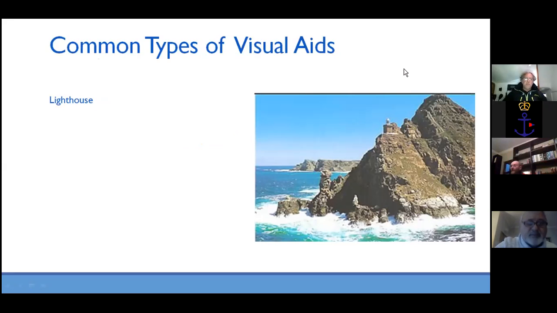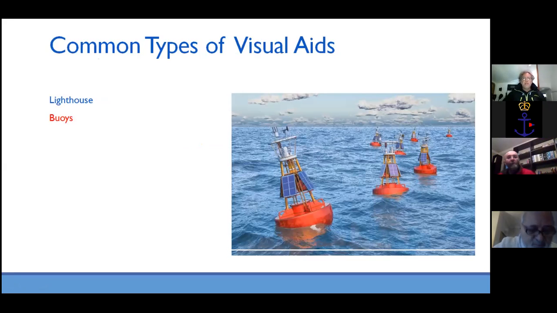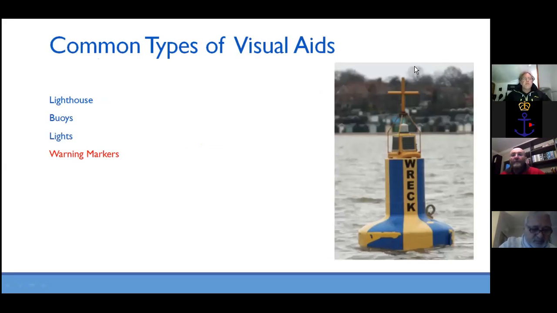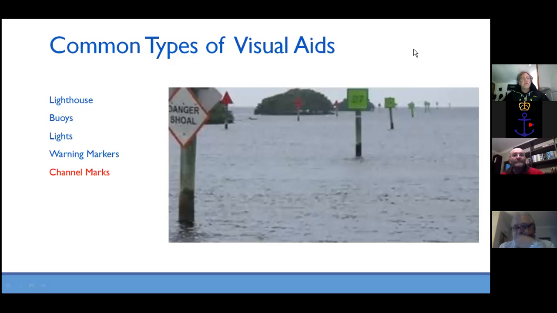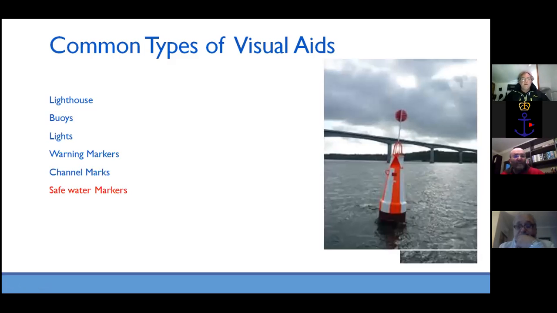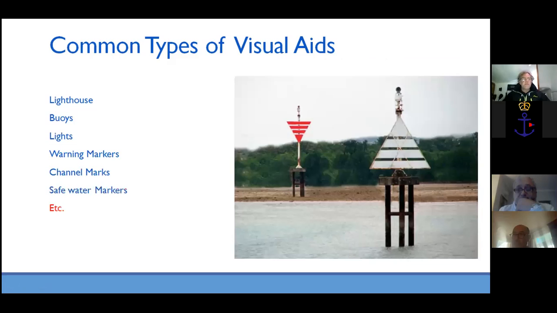So first type, most common type, is our lighthouse. Then we've got buoys. Buoys have obviously got lights, and lighthouses have obviously got lights. So there's loads of different types of lights. Warning markers. Warning markers are generally not known as buoys, simply because they're not on charts. Channel markers, so we can get in and out of places safely. Safe water marks, well, for obvious reasons. And then there's loads of others, like this is a transit line, you know, so there's loads of other types of visual aids.